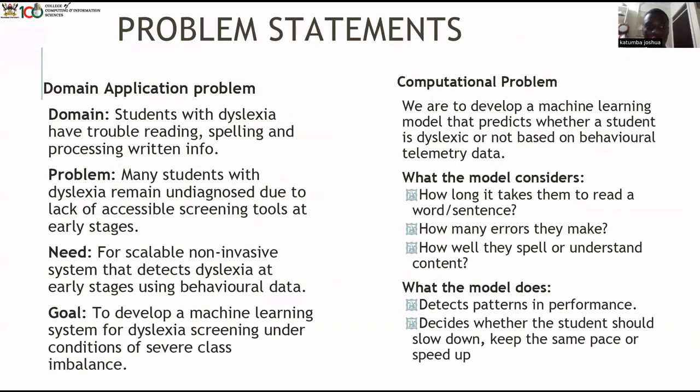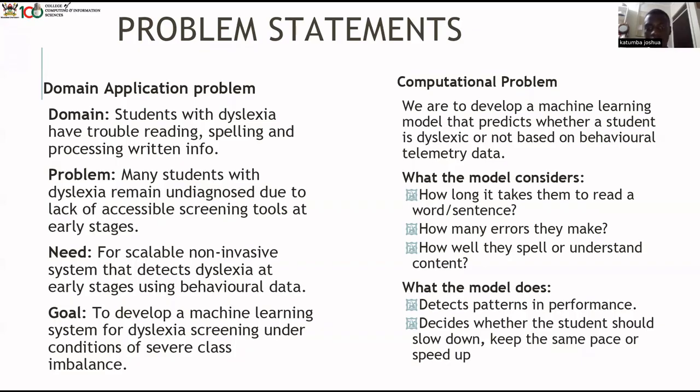Now, our domain was students who had dyslexia. Those are students that have trouble with reading, spelling, and also processing written information. And the main problem was that students remain undiagnosed due to lack of access to screening tools at early stages. Therefore, there was a need for non-invasive systems that could detect this at an early age. And our goal was to develop a machine learning system for dyslexia screening.